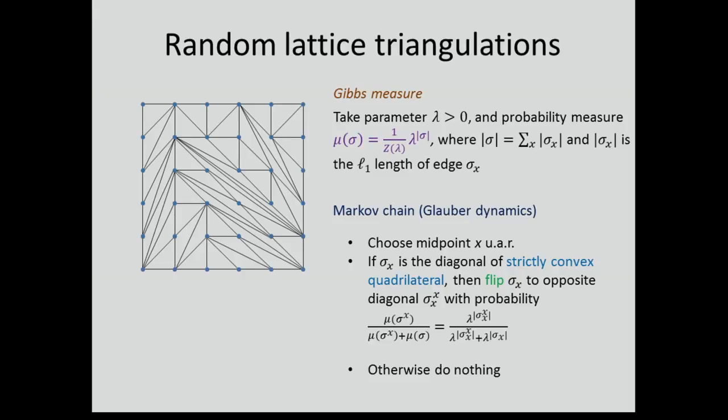And the only thing you need to show in order to show that this Markov chain converges to the measure I just introduced is that the Markov chain is irreducible. So you have to show that between any two triangulations, I can transform one triangulation into the other by just performing these flip operations. Okay. And this is, of course, not completely trivial, but the property that you need is the following.